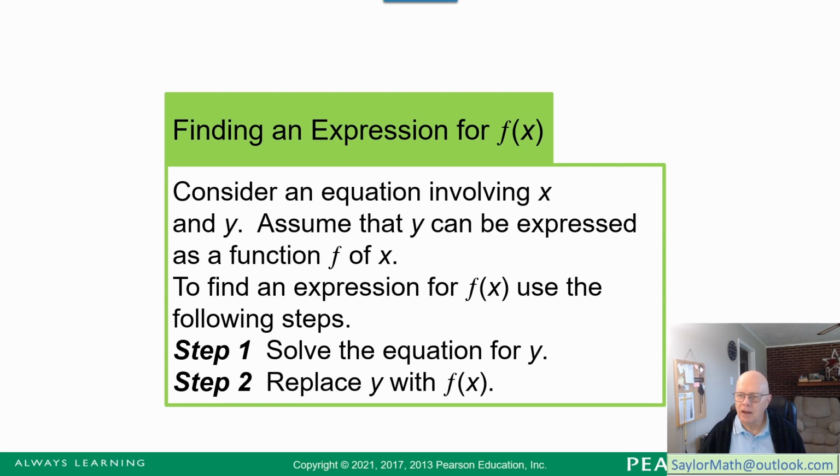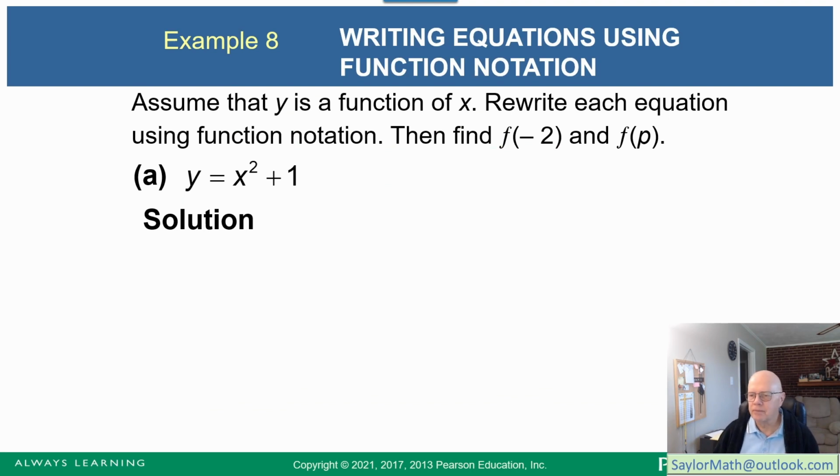Now, if you want to take an equation that has x and y's, find an expression for f of x. 2 steps. First of all, solve the equation for y, and then just take out the y and replace it with f of x. How does that work? Well, very simple. First of all, function notation for this. Take out the y and just put in f of x. It represents the same thing. There's your function.